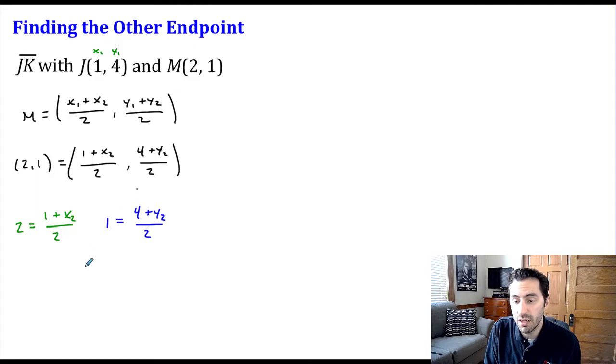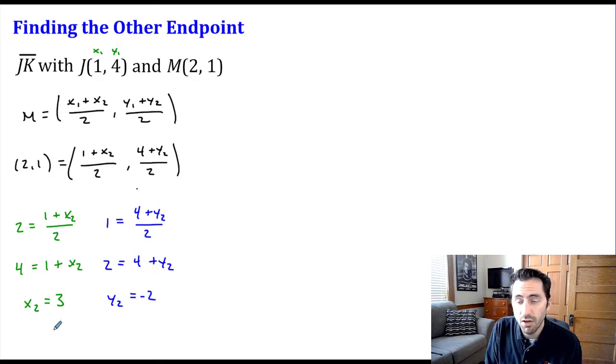For both of these, the first thing I'm going to do is multiply both sides by 2. So that's going to give me 4 is equal to 1 plus x2. In the second one, we get 2 is equal to 4 plus y2. And then to finish up, subtracting 1, we get an x2 value equal to 3. And for the second one, subtracting 4 from both sides, we get y2 is equal to negative 2. So that means our other endpoint, K, is the point (3, -2).